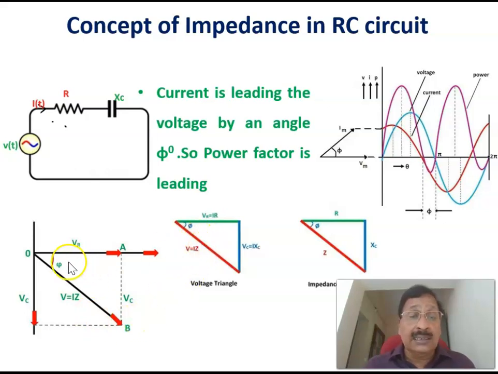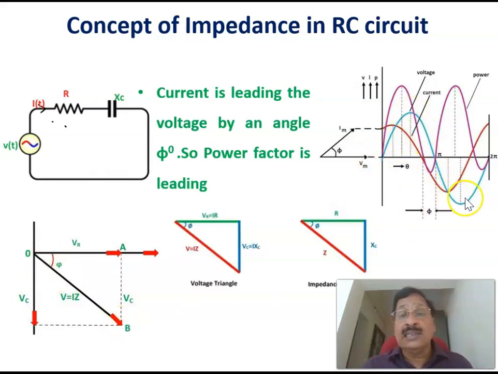Therefore, this is the voltage triangle, and this is called the impedance triangle. In the impedance triangle, as we saw for the inductor, this is the resistance, this is the capacitive reactance XC, and this is the total impedance Z. We'll see the impedance equation in the next slide. Since the current is leading the voltage by an angle phi, the power factor is leading. In a capacitive circuit, the power factor is leading.